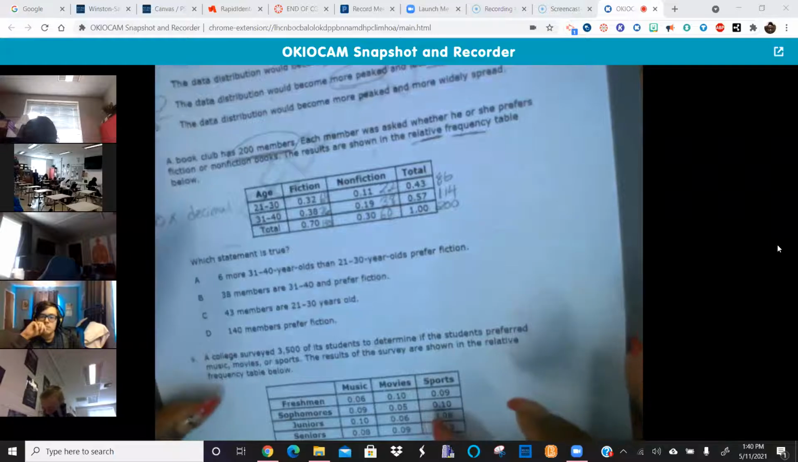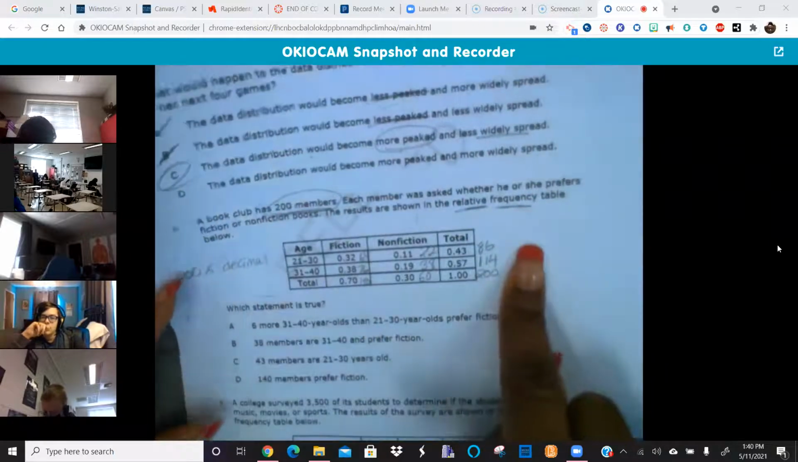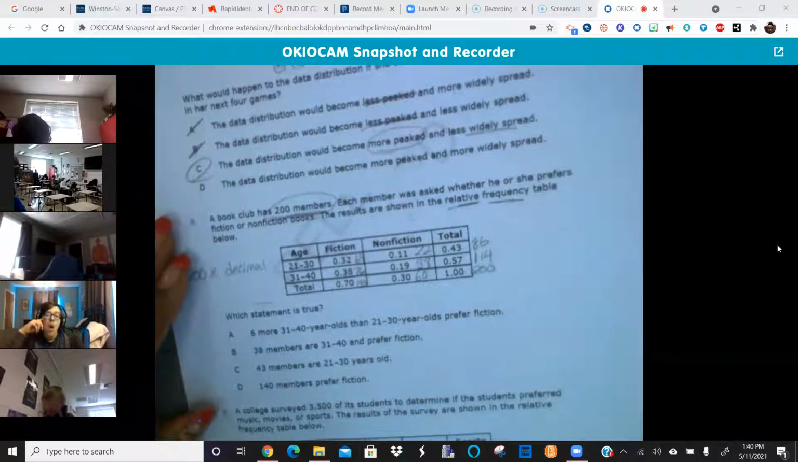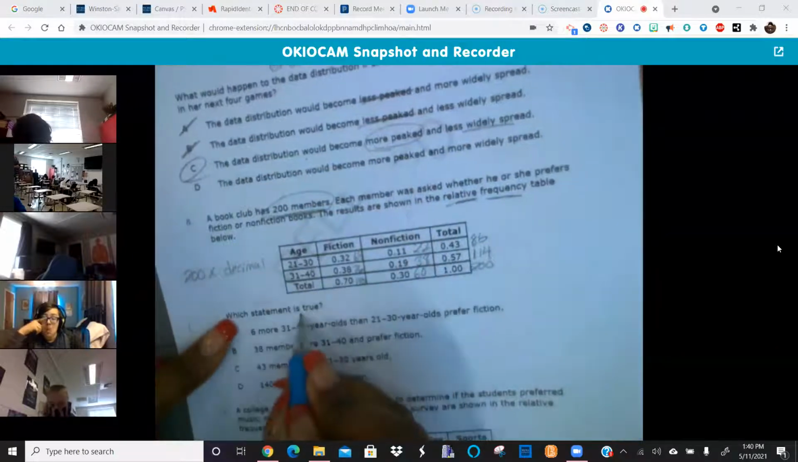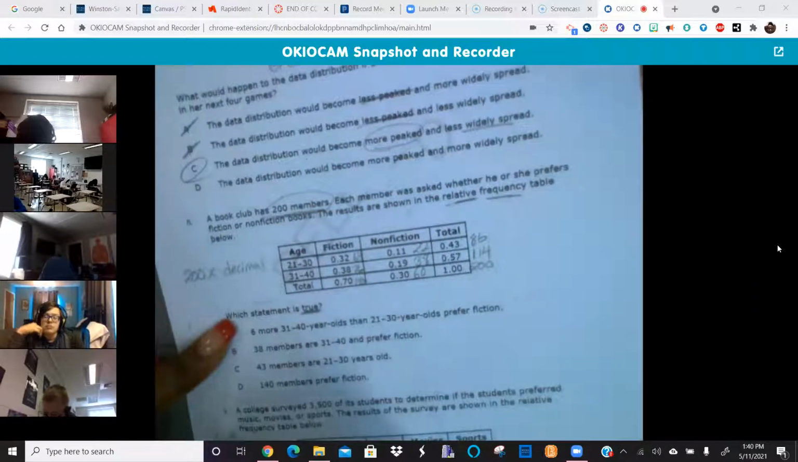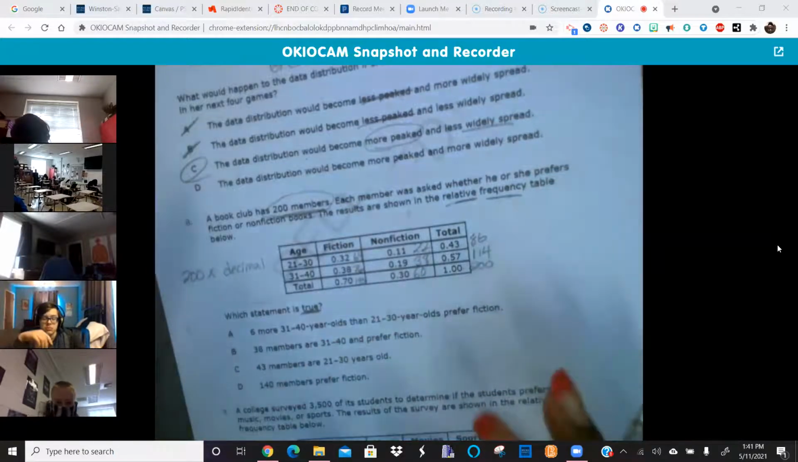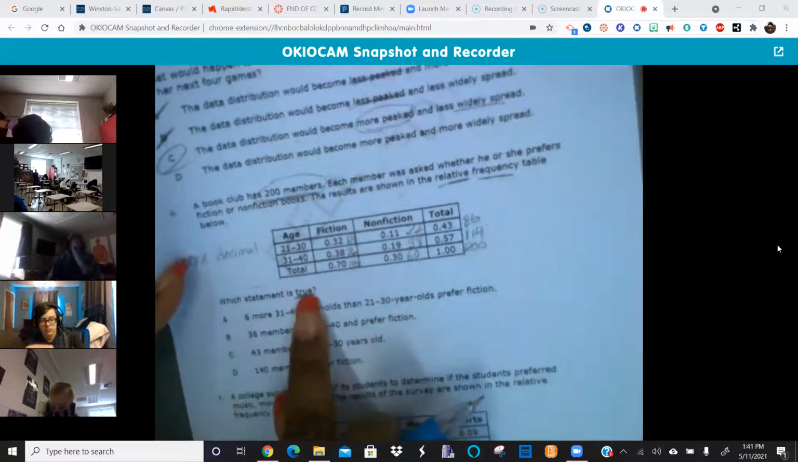Any questions about how to fill out a table that looks like this, a relative frequency table? All right, so now which statement is true? Super important, because sometimes you can get it wrong just because you read that true, false, wrong, because they might say which one's false. So please make sure you read it. True is what we're looking for.